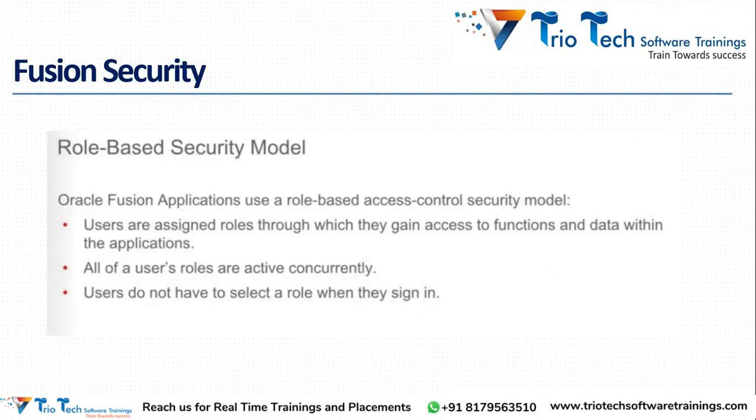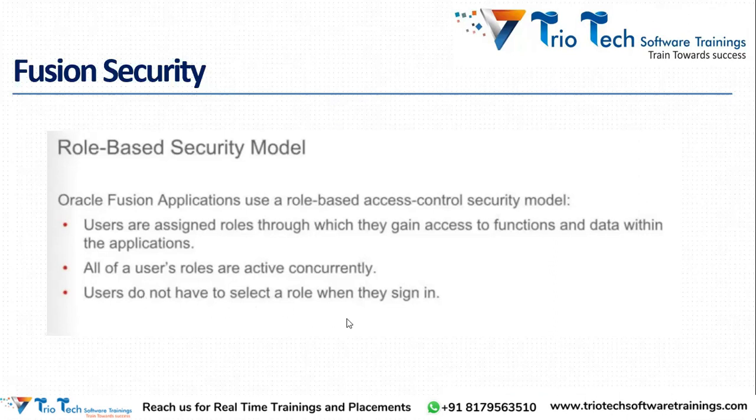So now each of these functions, how do you get access to each of these functions and applications and data for that matter? Through the roles. The roles that are assigned to your user ID, based on that you will get the access. We will see how the roles are assigned, so don't worry about that. We are just covering the conceptual part of it. Then in the system we will definitely see how these roles can be granted to each of the users. Now all of a user's roles are active concurrently.